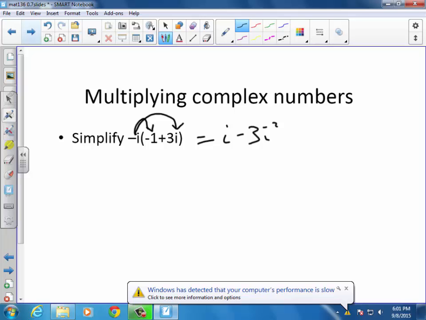So this would be the same as i minus 3 times -1. And again, a negative times a negative is a positive. So it's going to be i plus 3. Or 3 plus i if you prefer.